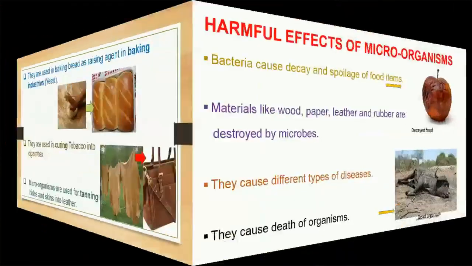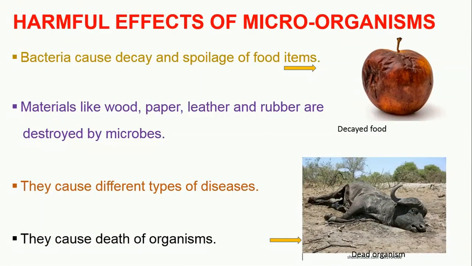So let's look at another aspect, which is the harmful effects of microorganisms. Now bacteria cause decay and spoilage of food items. You notice you just keep your food and you're expecting to go and eat it maybe tomorrow, and you get there and it's spoiled. Now this is as a result of certain microorganisms acting on the food. Here is an image showing a decayed apple fruit. Now this can also happen to your other food such as rice, beans, yam, bread and so on.